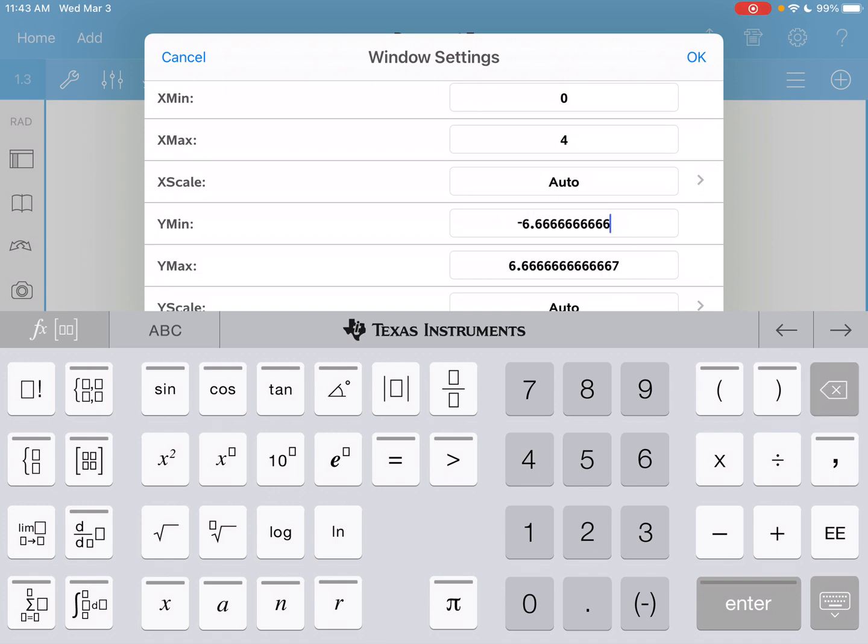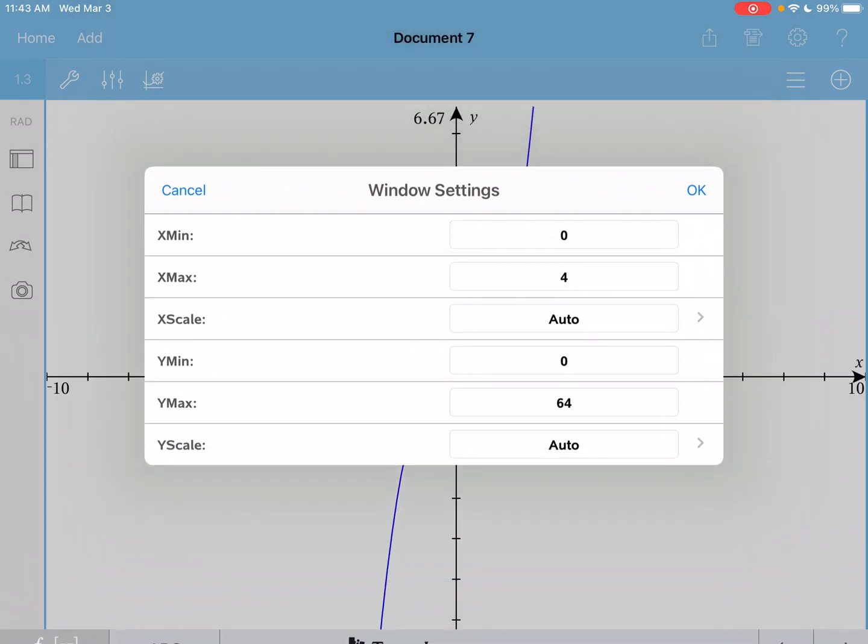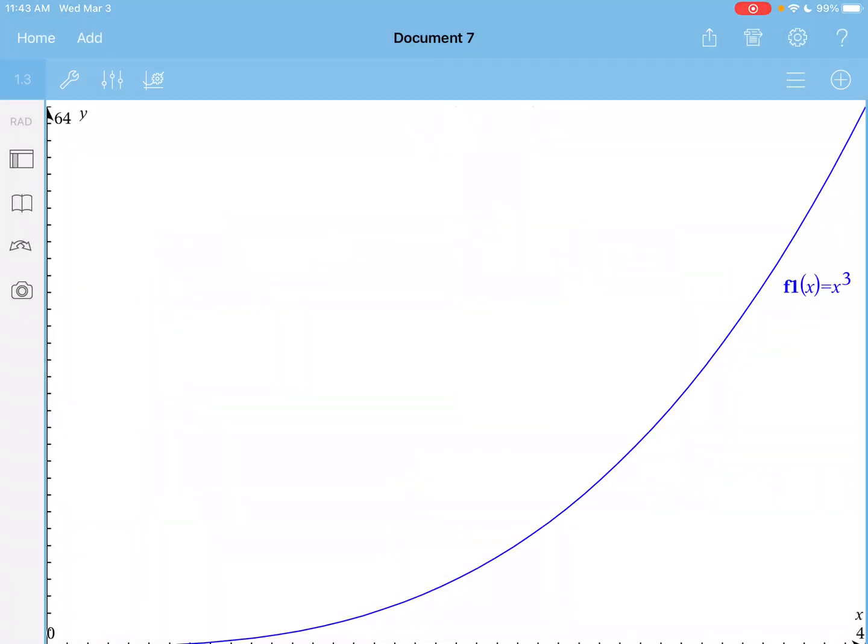My minimum Y value, well, since I started this thing at an X value of 0, my minimum Y value is going to be 0 as well. And let's see, my maximum Y value, I went to an X max of 4. 4 to the third power, then, everybody, is going to be 64. So I'll go ahead and put that in here. And when I hit enter and OK, that is effectively the graph that we are looking at.